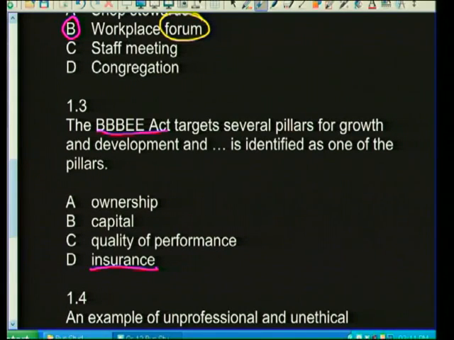Quality of performance, possibly that could have something to do, because always in a business it's about quality of performance. Capital is the actual capital you would like to raise. Now, if you can remember, initially I mentioned that ownership and management are the 2 major pillars of the Broad-Based Black Economic Empowerment Act. So our answer over here should therefore be A, ownership.